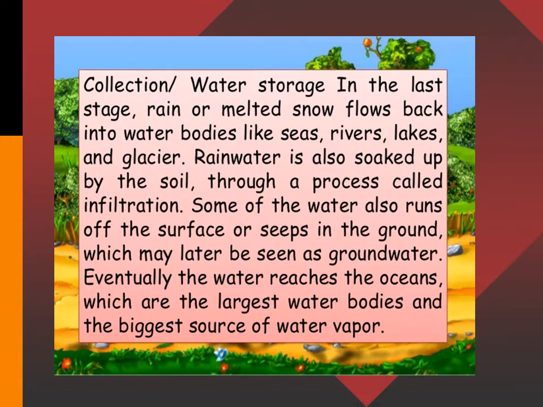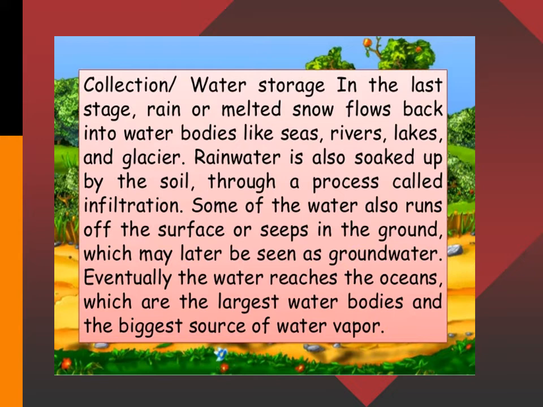The last step is collection or storage. Water storage is the last stage. Rain or melted snow flows back into water bodies like seas, rivers, lakes and glaciers. Rainwater is also soaked up by the soil through the process called infiltration. Some of the water also runs off the surface or seeps into the ground, which may later be seen as groundwater. Eventually, the water reaches the ocean, which is the largest water body and the biggest source of water vapor.